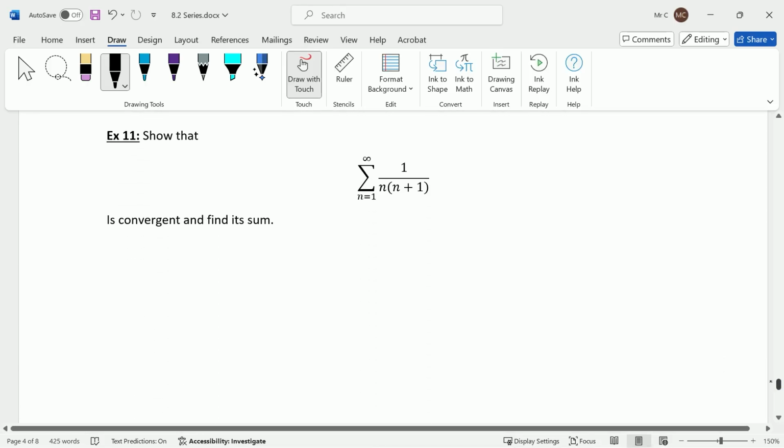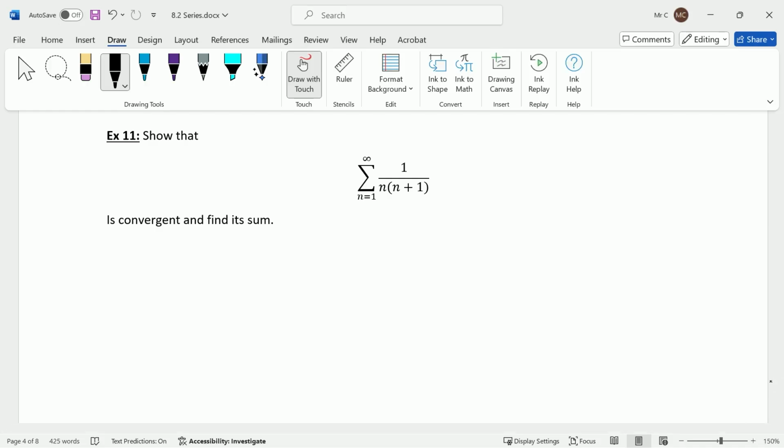Moving on to our last example here. Show that the series from n equals 1 to infinity of 1 over n times n plus 1 is convergent, and find its sum. Since I don't have any theorems that are going to help me directly with this one, and it doesn't look geometric because n is not in the power position, that tells me that if I want to find its sum, I probably have to figure out a formula for the partial sums. So that's kind of your hint.